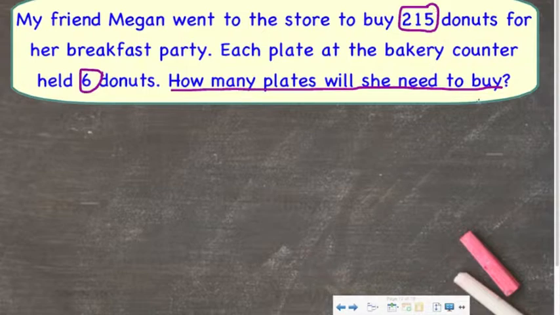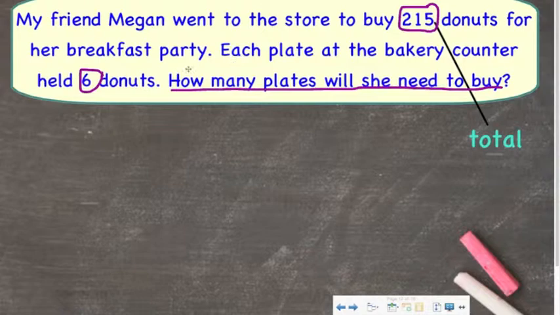The next important step for me to do is figure out what these numbers really mean. So she went to the store and she wanted to buy 215 donuts. So I know that that 215 stands for the total number of donuts she wanted to buy. So I'm just going to mark it in just like that so I can keep my information straight.